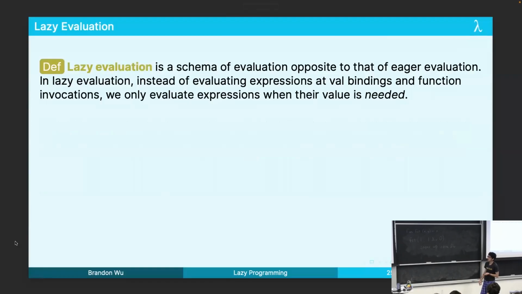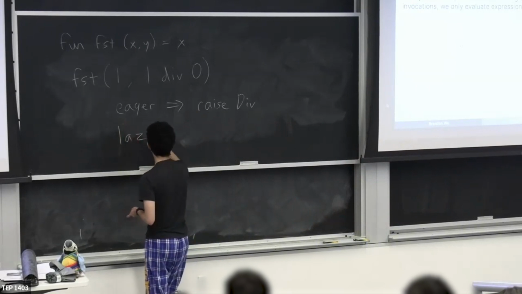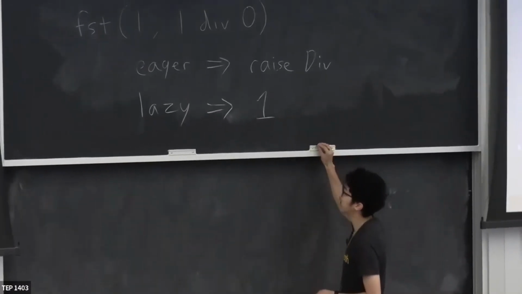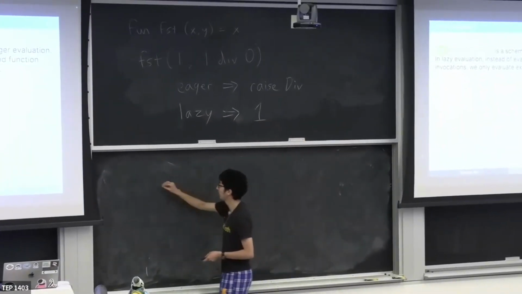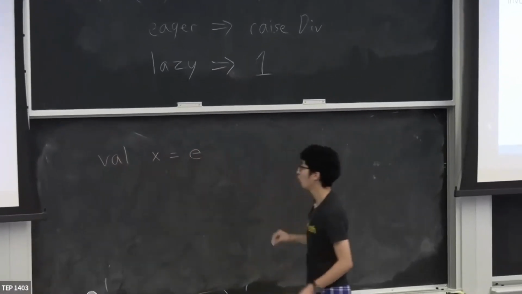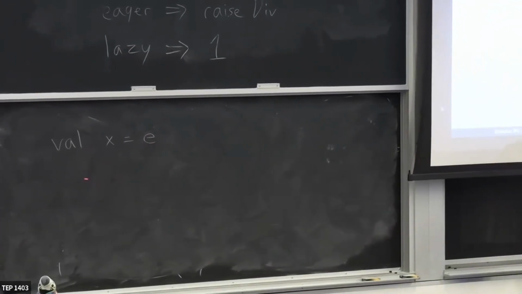Lazy evaluation is a kind of evaluation scheme that's completely opposite to that of eager evaluation. In lazy evaluation, we only compute expressions, we reduce them to values, only when their value is needed. So in this example I have here, for instance, in a lazy language, we would get 1, okay? And the general theme about lazy languages is if I have anything like val x equals e, no matter what e is, this runs in constant time in a lazy language. Why?